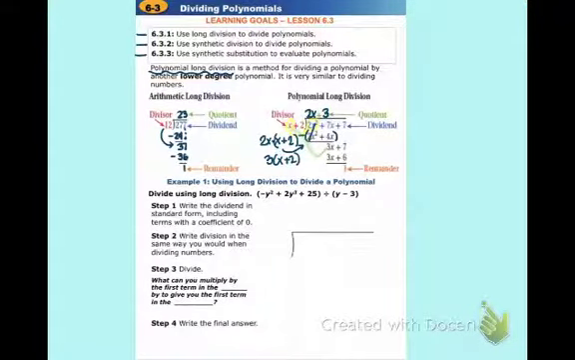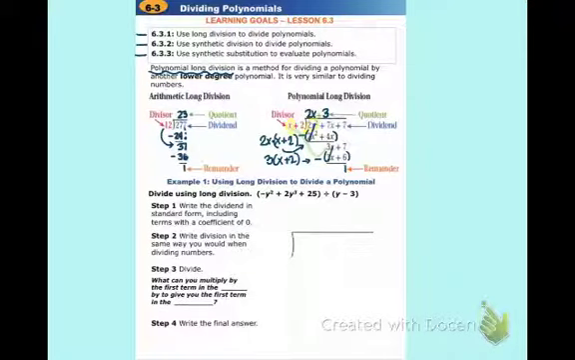And I get 3x plus 6. And I'm going to subtract that from 3x plus 7 that was left over in the prior line. And when I do that, 3x minus 3x, those cancel out. 7 minus 6 leaves me with a 1, and that 1 is my remainder.